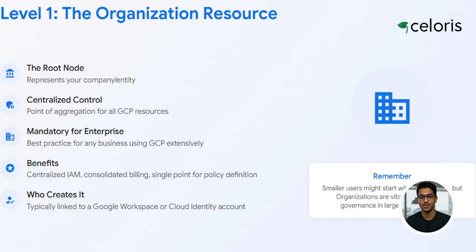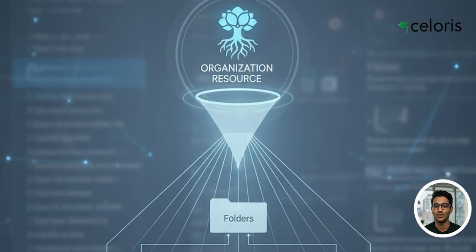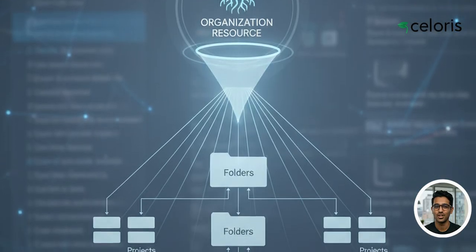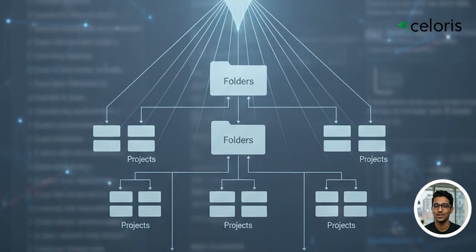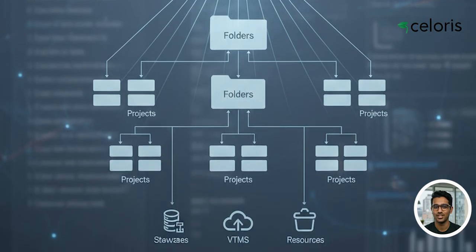Moving on to the very top of our hierarchy, we have Level 1, the Organization Resource. Think of the Organization Resource as the root node of your entire Google Cloud environment. It represents your company or your corporate entity within GCP. It provides centralized control for all your Google Cloud resources. Everything you create, every project, every folder, ultimately rolls up under this single organization.